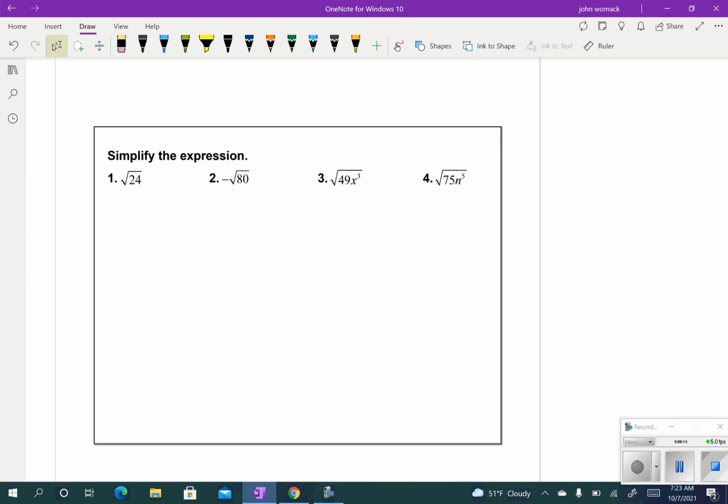Let's do number 2. Now we said if I had the square root of negative 80, it's not a real number because you cannot take the square root of a negative. This is different though. That negative is on the outside, so I can just ignore it. And I'm just going to focus on the 80. I do the square root of 80 first before I add the negative.